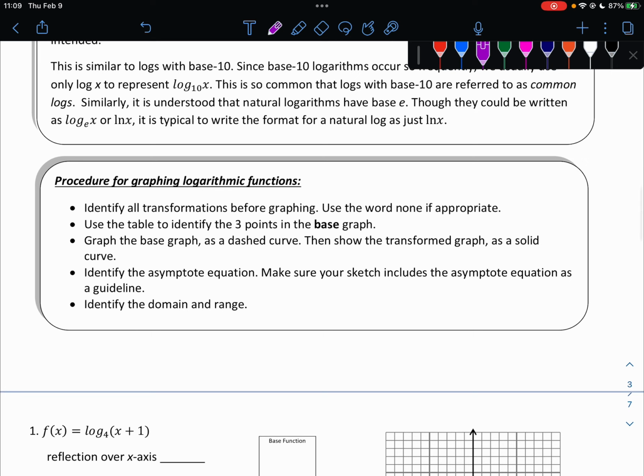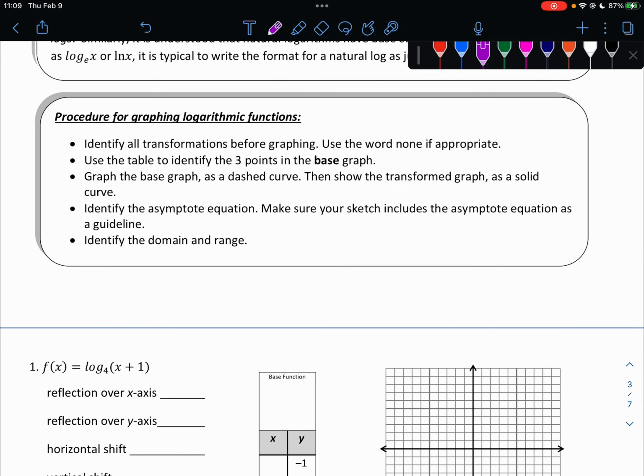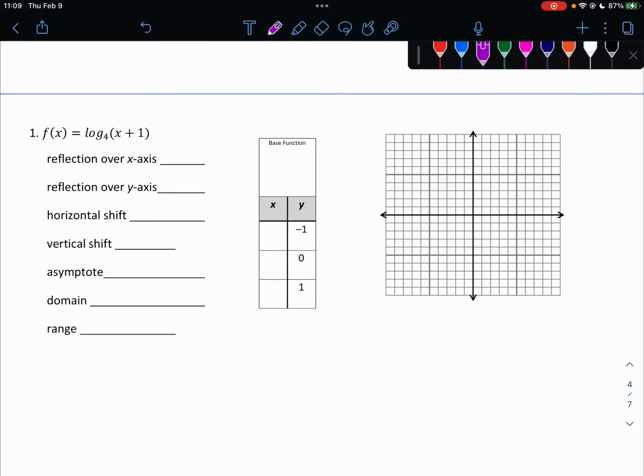All right, so finally, graphing logarithmic functions. First, again, write the rule out, identify all transformations that we're going to look at here. Identify 3 points. You can start by graphing the parent function. It does help, okay, and then graph the transformed curve as well. Write down the asymptote and identify the domain and the range. All right, so let's take a look.